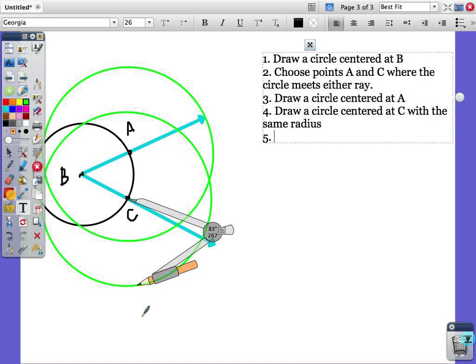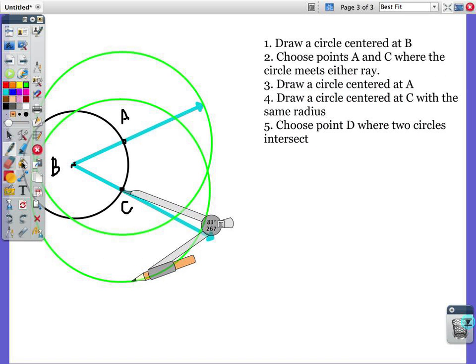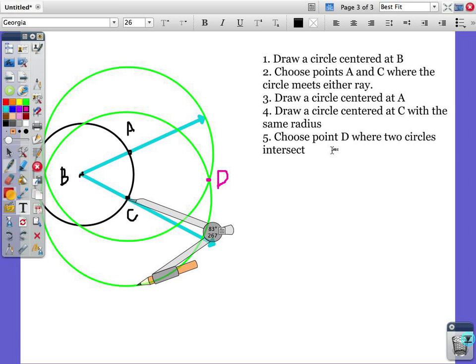Now find the point where the two circles intersect and name it. Which intersection? The one inside the angle. Circle A and circle C. You had so many circles on this paper. Circle A and circle C. All right, now what? Draw a ray from B to D. Connect the dots.